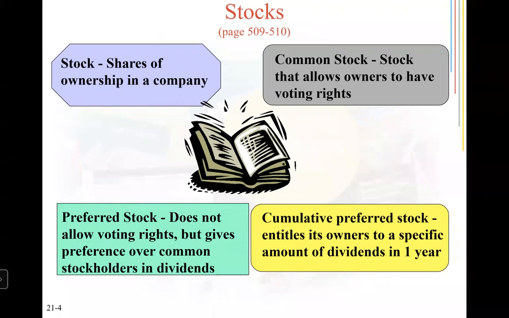All right, and then the last term here refers to cumulative preferred stock, and it says that the owners are entitled to a specific amount of dividends in a year, and we'll look at that a little later on in the lesson.